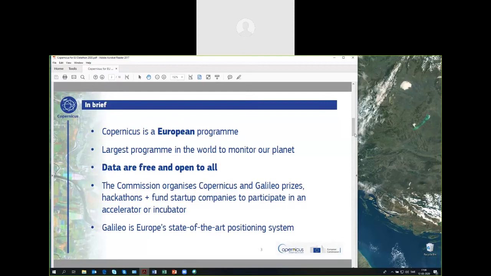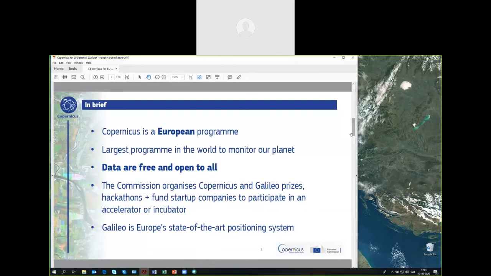Copernicus is a European program, so we own the satellites and we run these services, and it's the largest program in the world to monitor our planet. Therefore, it has been decided that the data will be free and open to all, so that we can increase the use of these satellites. And the satellite images can be used by companies and authorities and individuals for various purposes. Now, to programs for startup companies to participate in.